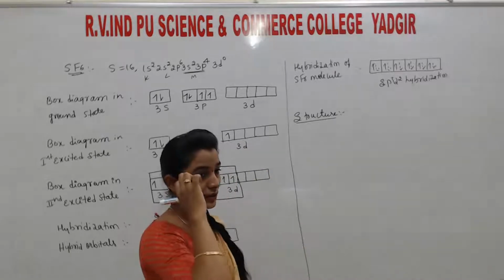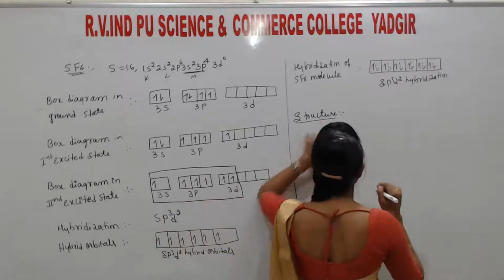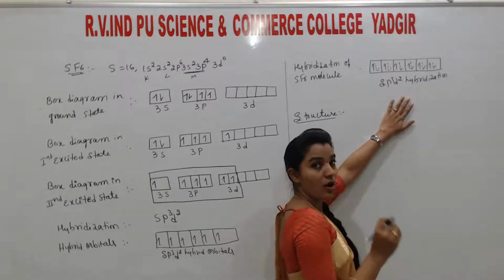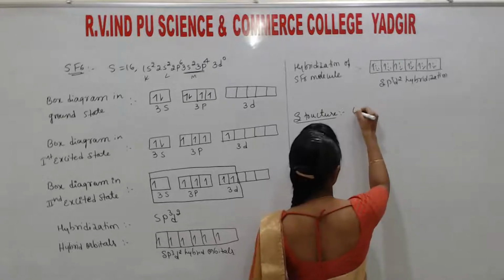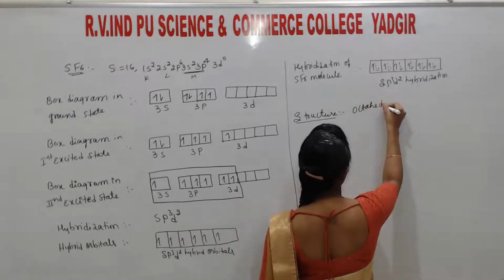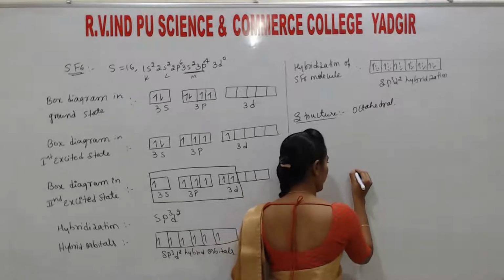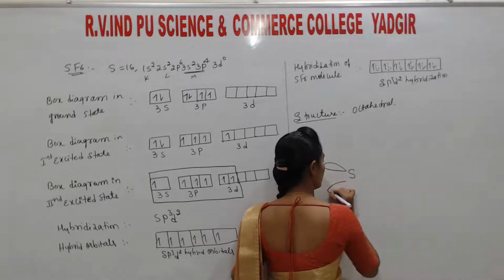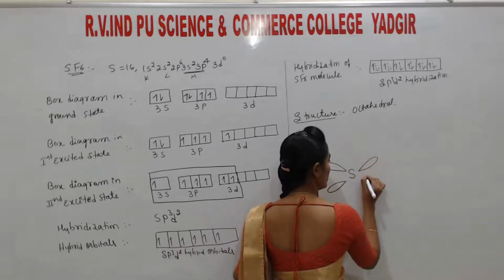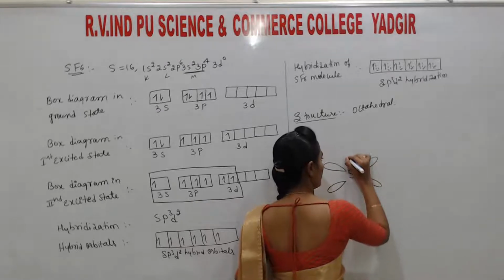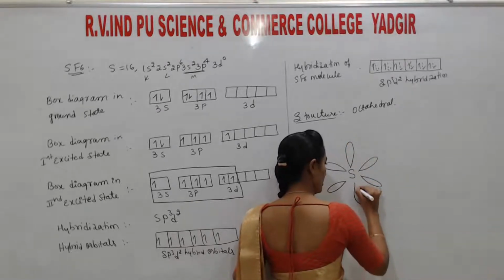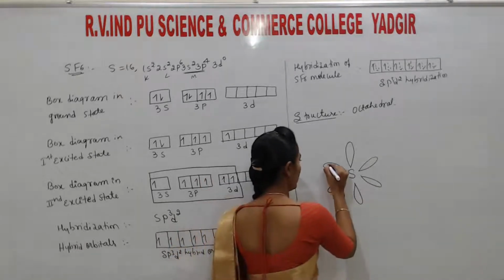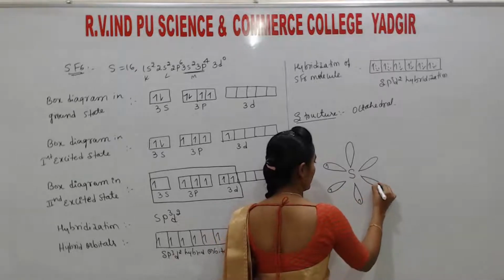Now its structure. If it is sp3d2 hybridization, the structure follows which one? Octahedral. Okay, the structure is octahedral. I write here. Now sulfur is here. Hybrid orbitals of sulfur: 1, 2, 3, 4, 5, 6. This is what? Hybrid orbitals of sulfur. Here electrons are there.